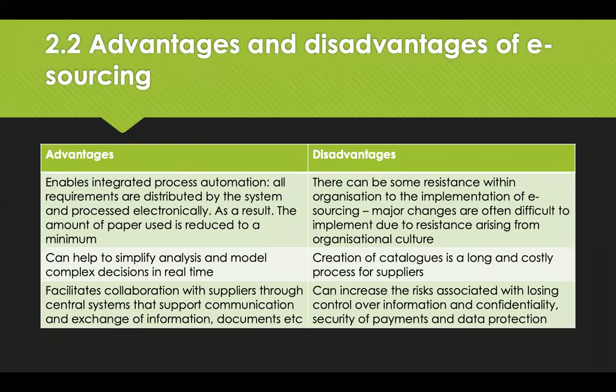But in terms of the advantages and disadvantages of e-sourcing, the good side to this is that it does enable integrated process automation. So it means that the systems and processes are connected electronically, and as a result, the amount of paper you use is going to be reduced to the minimum. It can help to simplify analysis and model complex decisions in real time, facilitating collaboration with suppliers through central systems that support communication and the exchange of information and documents.